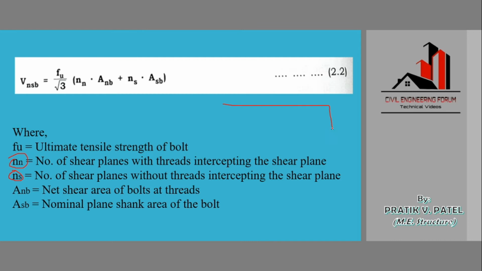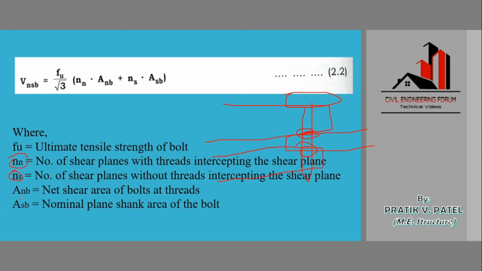If we are connecting three different plates like this, and a bolt is connected over here, then actually there are two planes, one is this and the second is this. So the number of shear planes with threads and the number of shear planes without threads can be 2 or 3. Threading is considered over here.